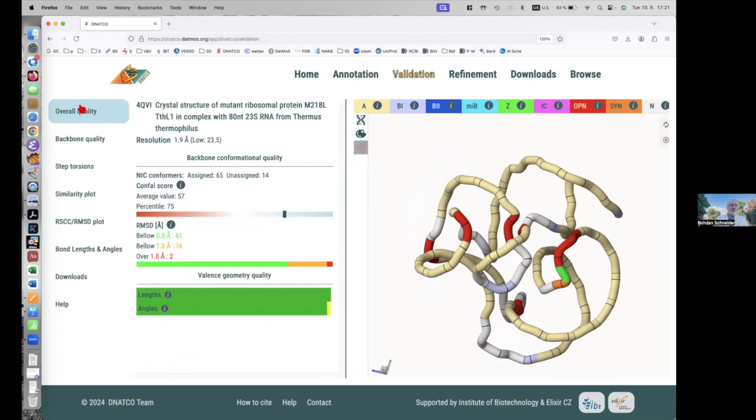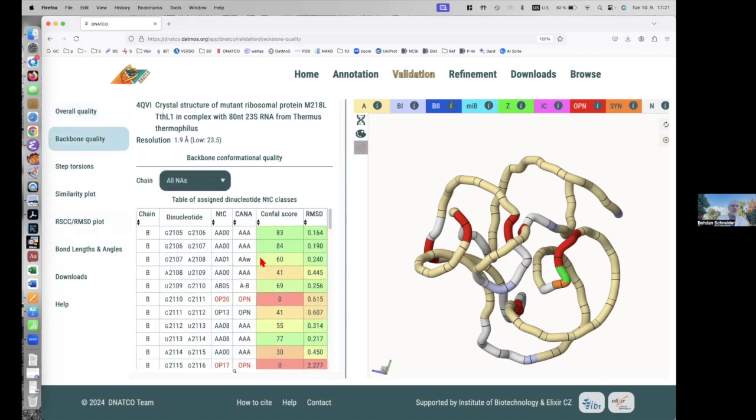Validation. You always see on the left side tabs that bring you to different levels of information. Overall quality is what it says, overall quality in some kind of slider view, similar to what's used by the PDB. Backbone quality is the table I showed already with these NTCs.